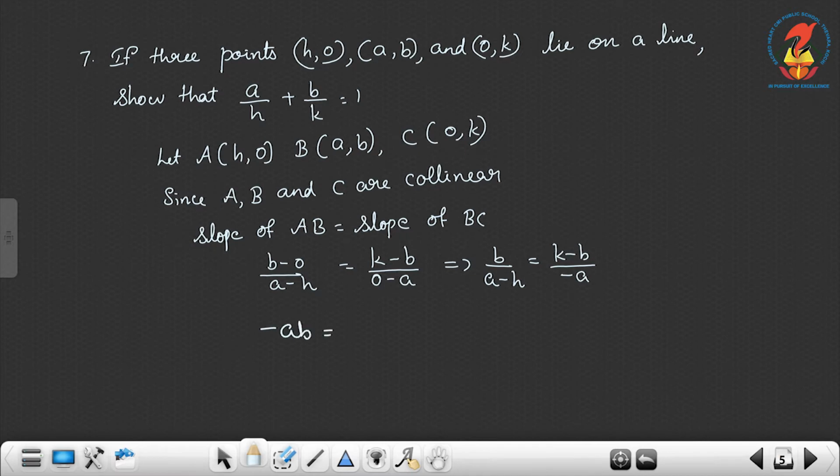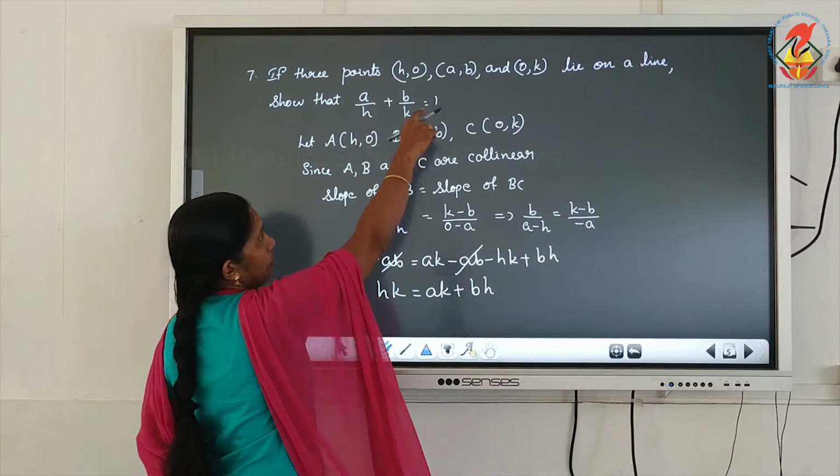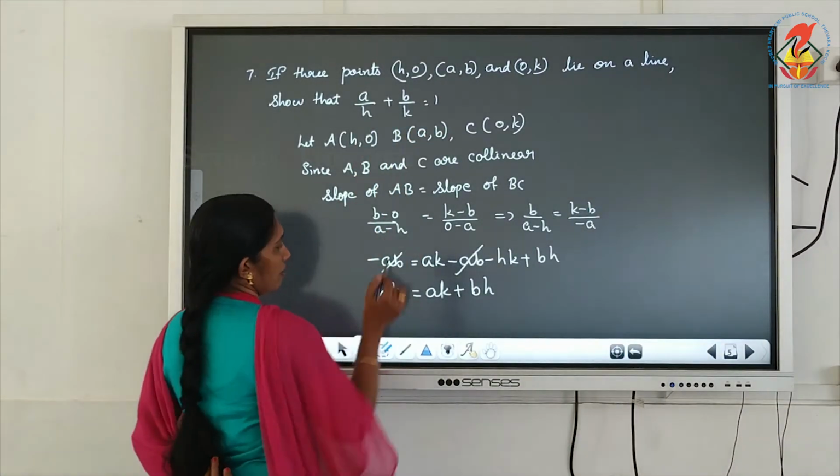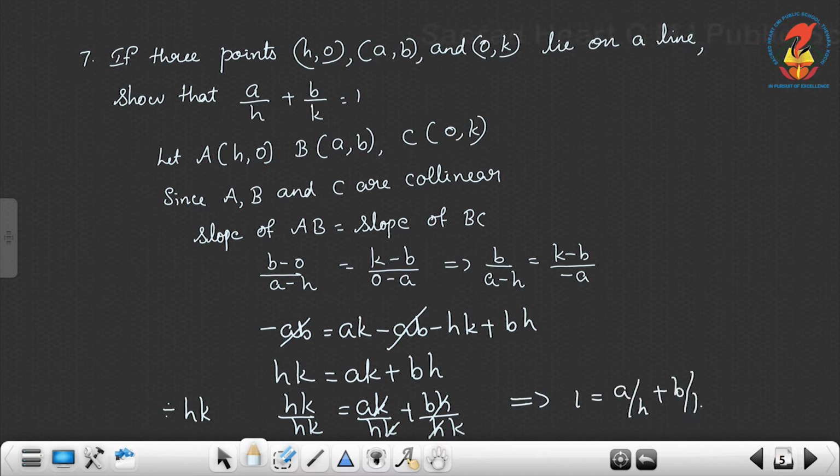So minus ab is equal to a into k minus ab minus hk plus bh. Minus ab cancel. Hk when we take to the side, hk is equal to ak plus bh. Okay. Answer is not in this form. So one side is 1. So we divide throughout by hk. hk by hk is equal to ak by hk plus bh by hk. H and h cancel, k and k cancel. So 1 is equal to a by h plus b by k. That's the answer. A by h plus b by k is equal to 1.